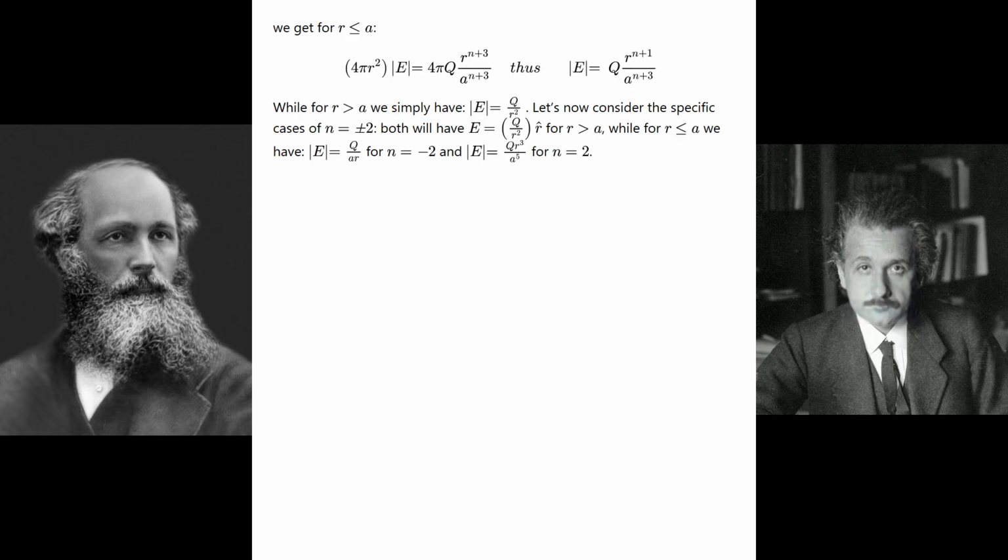Let's now consider the specific cases of n equals plus or minus 2. Both will have E equals q over r squared, r-hat, for r greater than a, while for r less than or equal to a we have the absolute value of E equals q over a r for n equals -2, and the absolute value of E equals q r cubed over a to the 5th power for n equals 2.